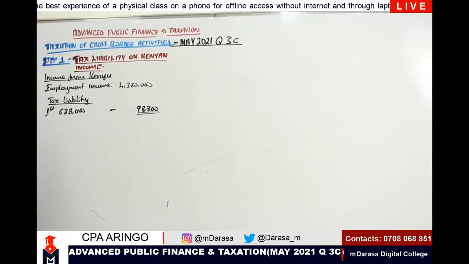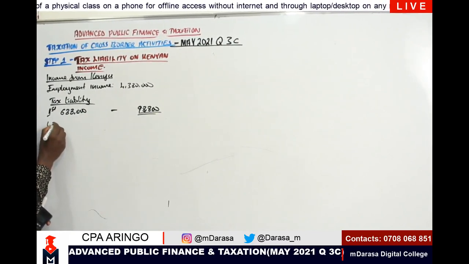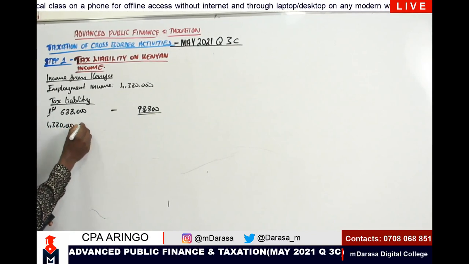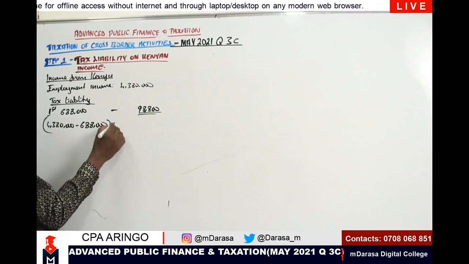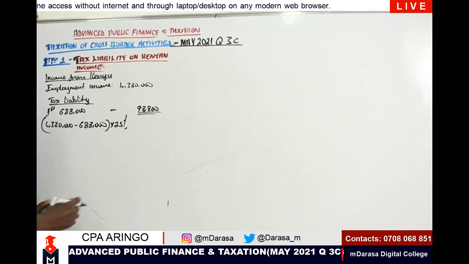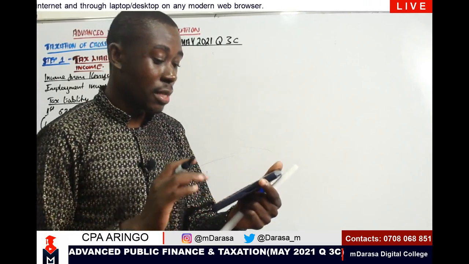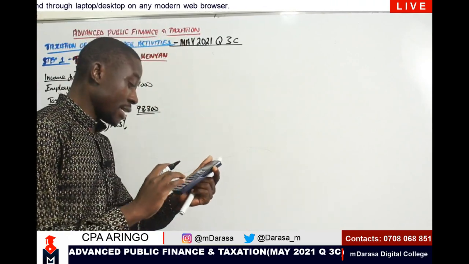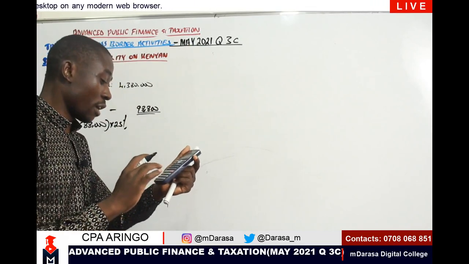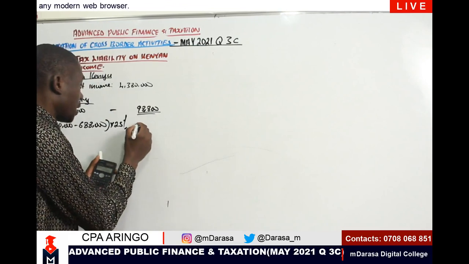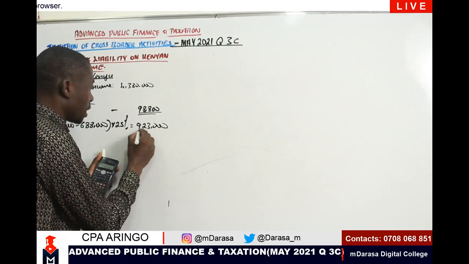look at excess. This person was earning 4,380,000. Excess, we subject this at 25%. So I'll be talking of 4,380,000, we less 688,000. We subject the difference at the rate of 25% to give us 923,000. That is what I'll be having there.